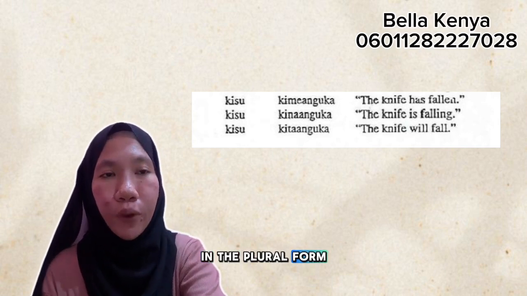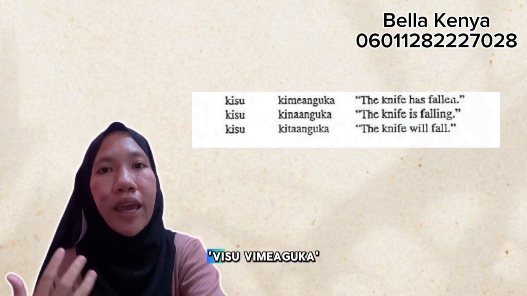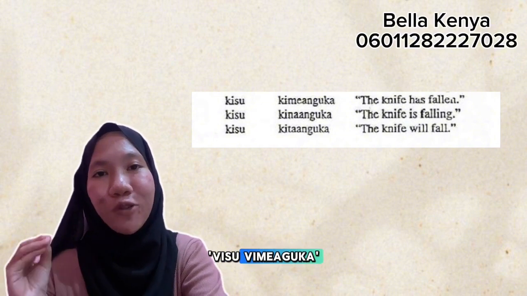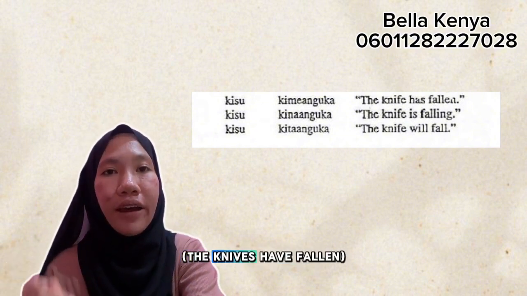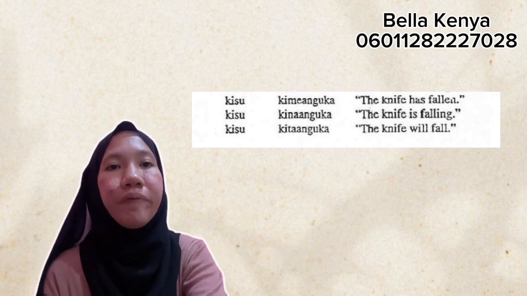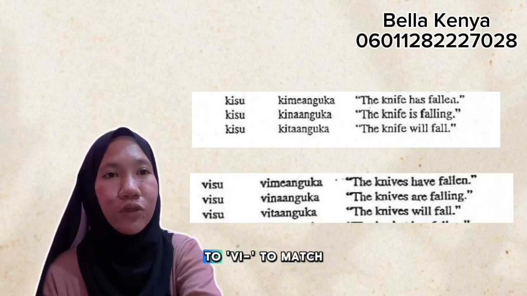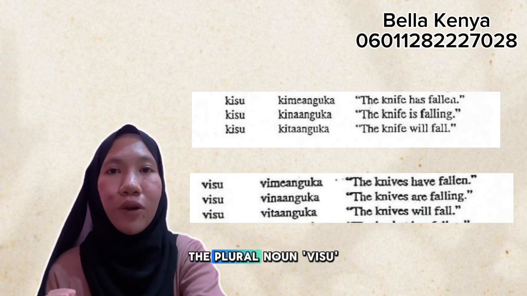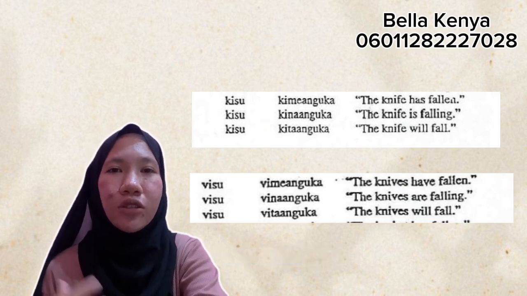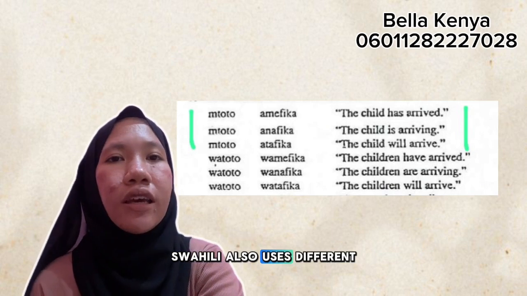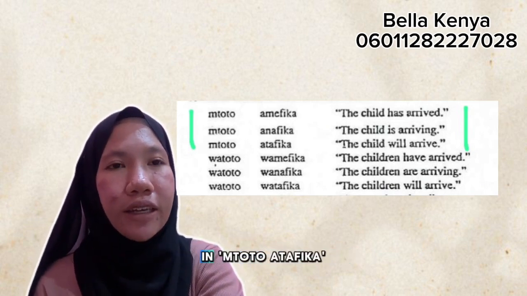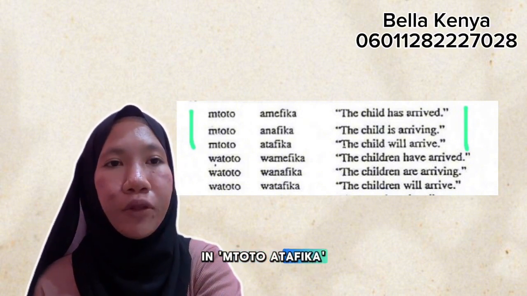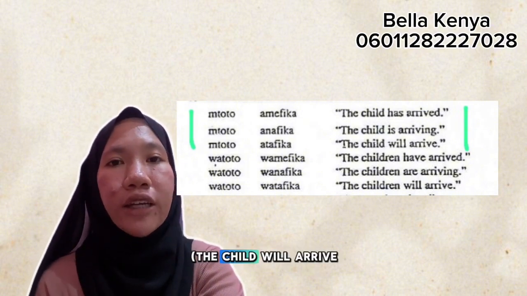In the plural form, visu vimeanguka, the knives have fallen. The prefix changed to vi to match the plural noun visu. Swahili also uses different prefixes for future tense, as in mtoto atafika. The child will arrive.